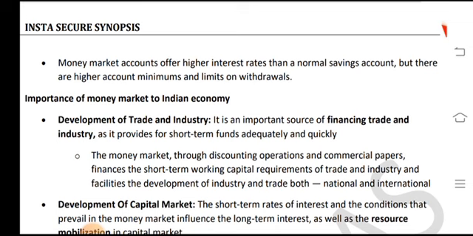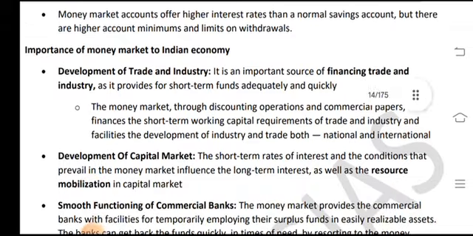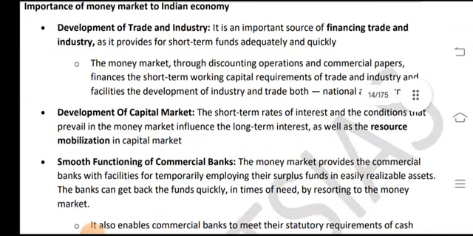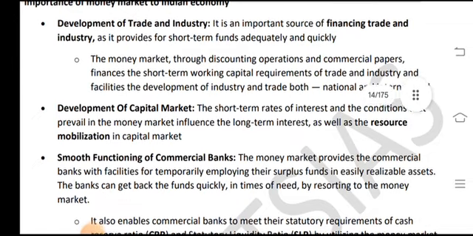Money market accounts offer higher interest rates than normal savings accounts, but there are higher account minimums and limits. The money market is important to the Indian economy and to the development of trade and industries. It is an important source of finance for trade and industries, and it provides short-term funds adequately and quickly.